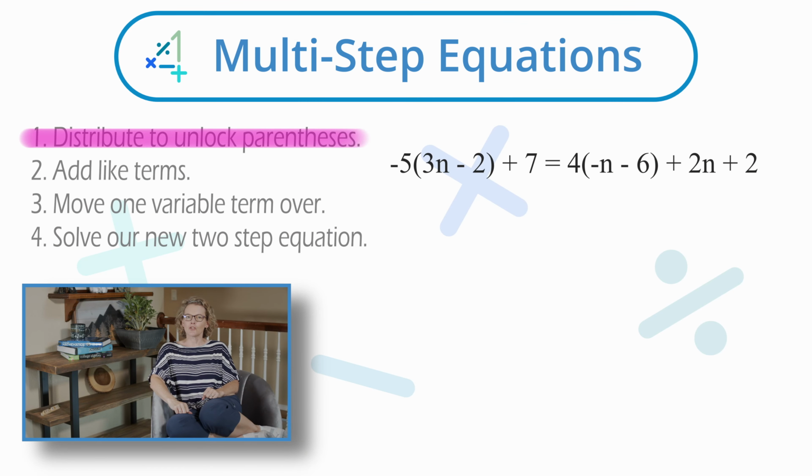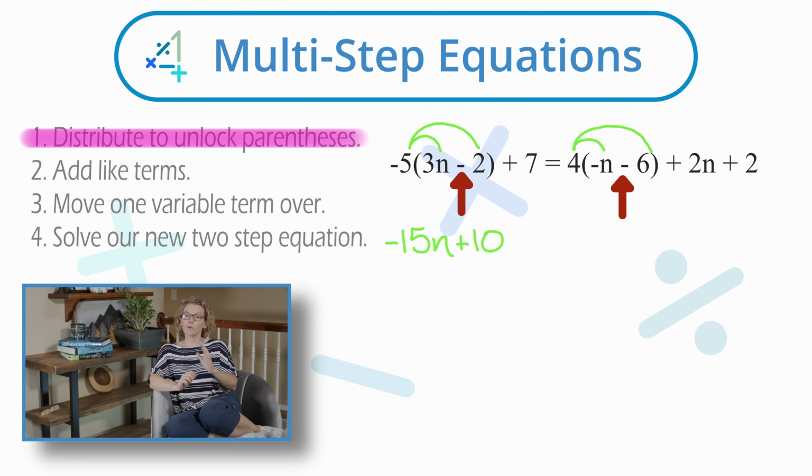First, we use the distributive property wherever we have parentheses, here and here. I draw my rainbows from the first number to each number inside. -5 times 3n equals -15n. -5 times -2 is positive 10. I will drop down the plus 7, the equal sign, then 4 times -n is -4n, and 4 times -6 equals -24. Then we won't forget plus 2n plus 2.